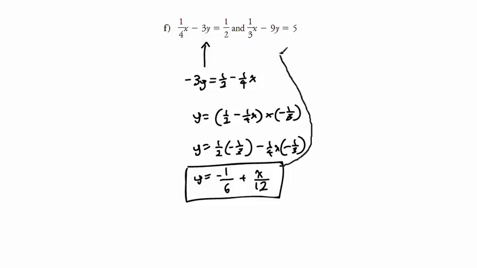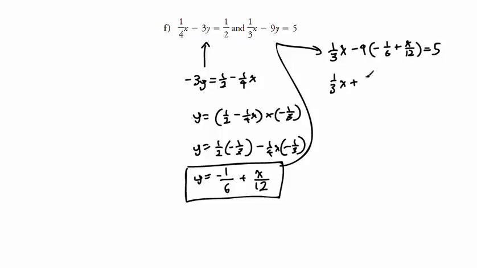We substitute this into here, and we get 1 over 3x minus 9, and then replace the y with this. Okay, so now we have to expand. So 1 over 3x minus 9 times 1 over 6, so that equals plus 9 over 6. Then minus 9 times x over 12, which equals minus 9x over 12, which equals 5. And as you can see, we can reduce both these fractions. So 1 over 3x plus 9 over 6. Divide both the top and bottom by 3, and we get 3 over 2, which is the same thing as this right here. And here we could divide both the top and bottom by 3 as well, and we get minus 3x over 4, and that equals 5.